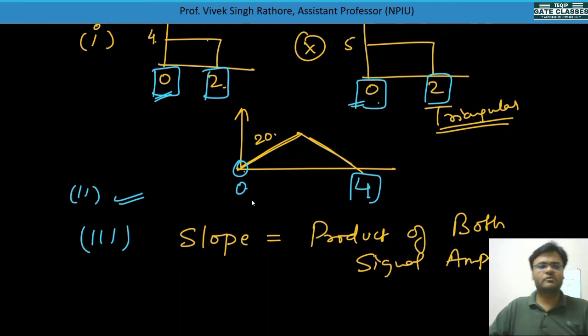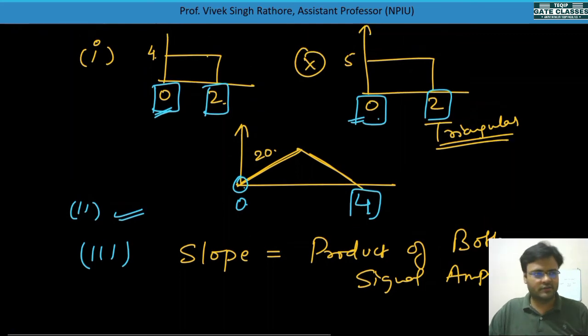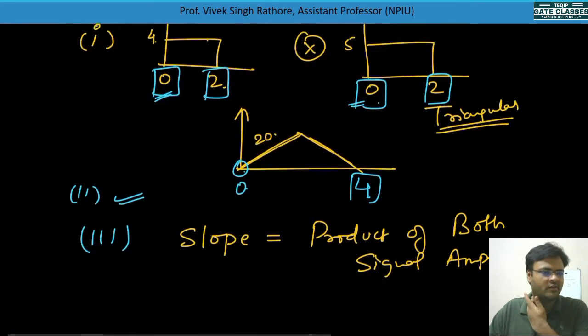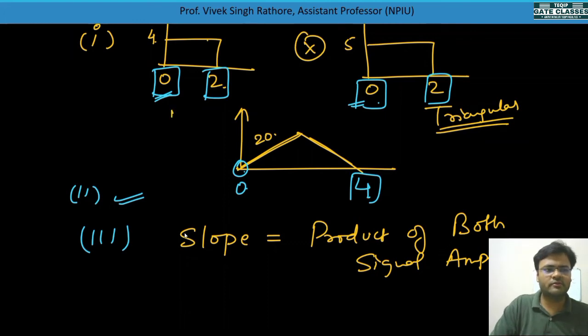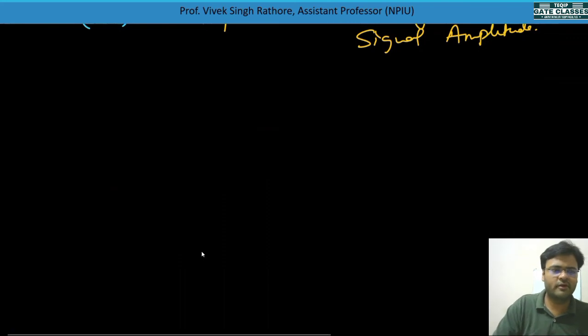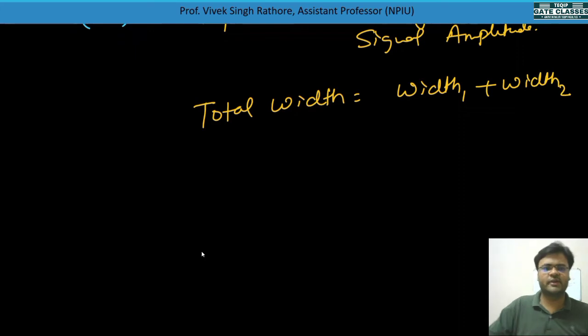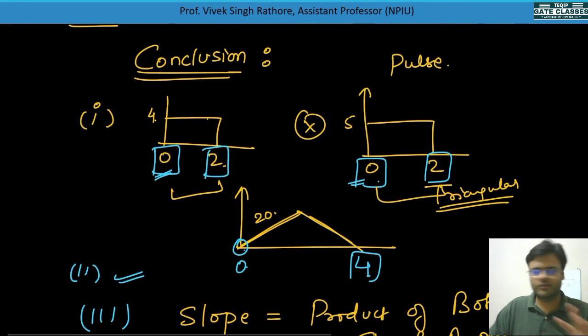Okay, so the first conclusion you can get is the width of the signal. How much will the width be? The width will be this width plus this width. So the total width of your output signal will be the width of the first signal plus the width of the second signal. This will be your total width.